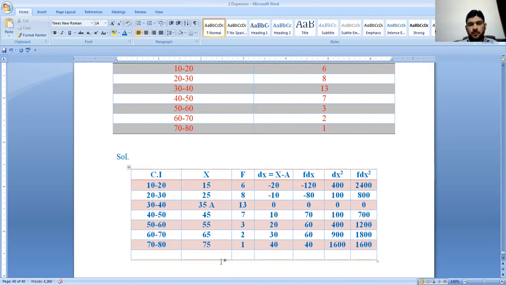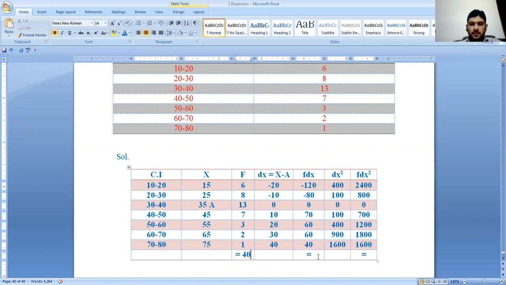Now we have to find the sum of these frequencies, the sum of these fdx, and the sum of these fdx square. We may use a calculator to find these sums. 6 plus 8 plus 15, 13 plus 7 plus 3 plus 2 and 1. It will be 40. Sum total of all frequencies will be 40.